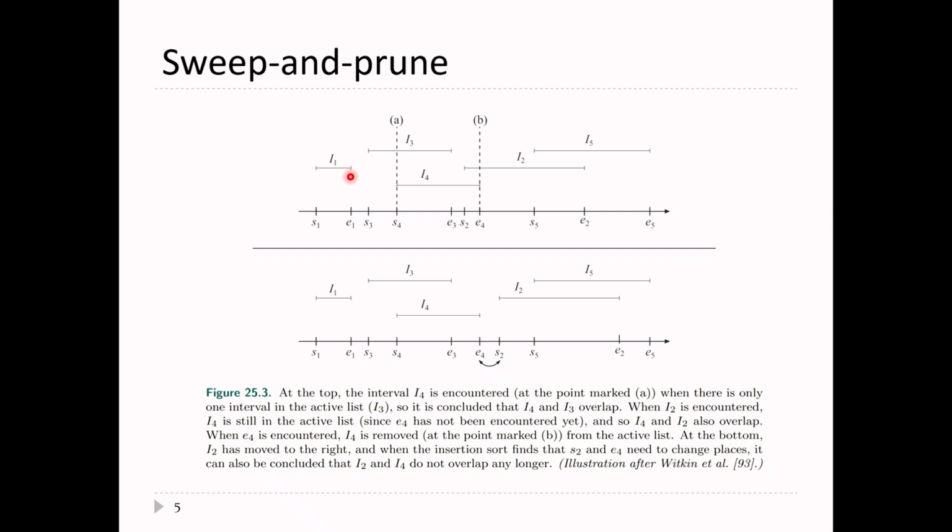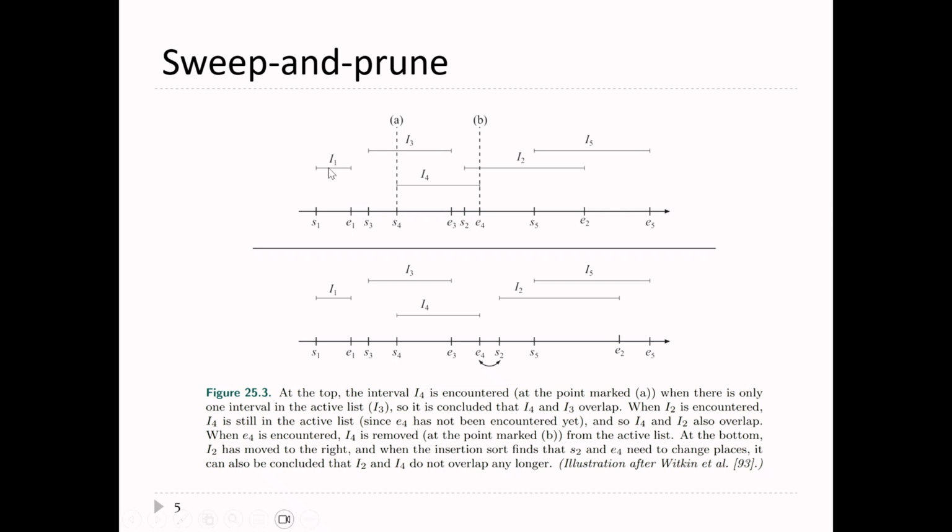Now we hit E1, the end of I1, and so we take I1 out of the active list. So I1 comes out and our active list is empty. So we keep on going. We run into I3, so I3 goes into the active list.